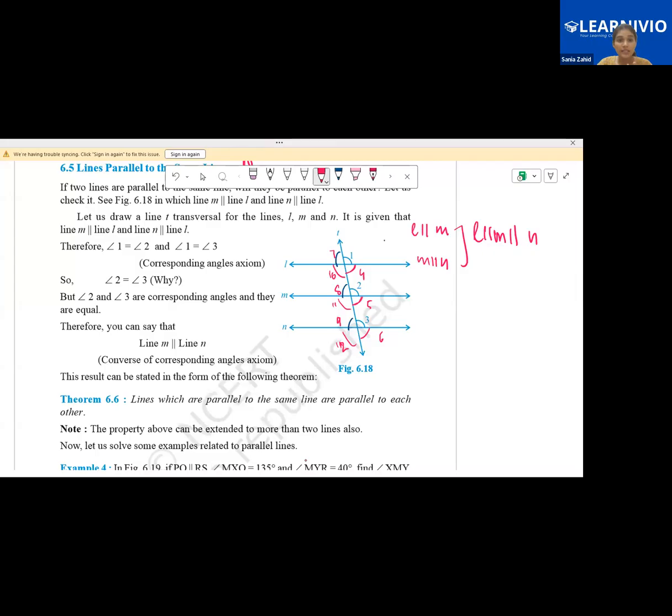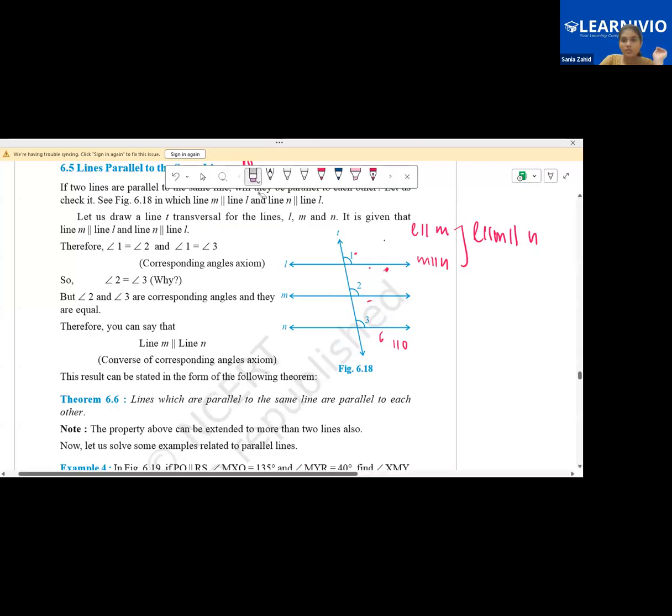Now, you may not say that all of them are equal to one another. No, I'm not saying that. That is a different thing. I'm saying 1, 2, and 3 are equal. 4, 5, and 6 are equal. They can have different measures. Like if this is 70 degrees, so this will be 110 degree. So this is also 70. This is also 110. This is also 70. This is also 110. Like this, I'm saying.